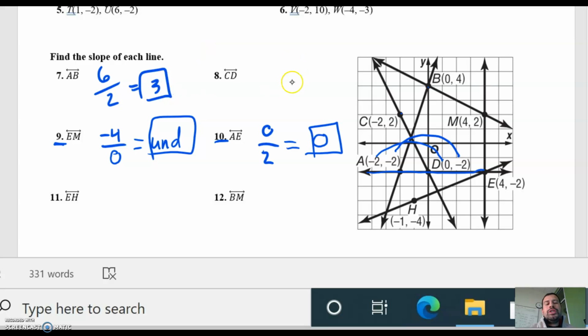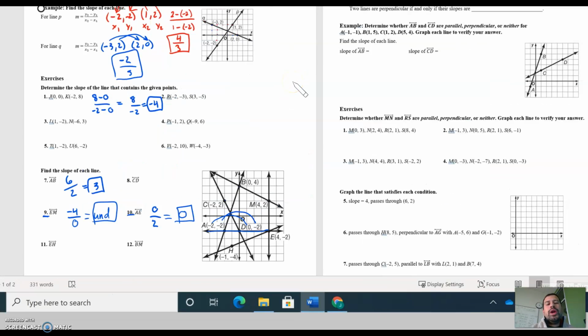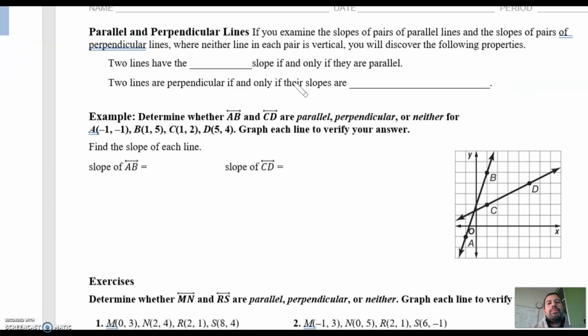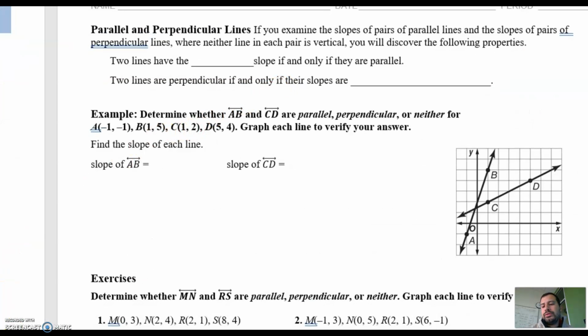Alright, go ahead and finish these up if you have not, and then once you're ready, go to the back page and let's talk about how this relates to parallel and perpendicular. Alright, now that we're experts at finding slope, let's see how it relates to parallel and perpendicular, which is really what we're trying to investigate in this unit.